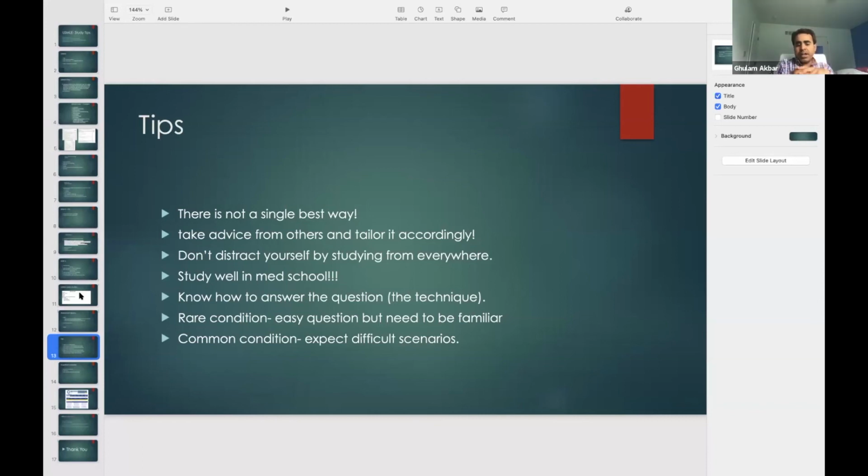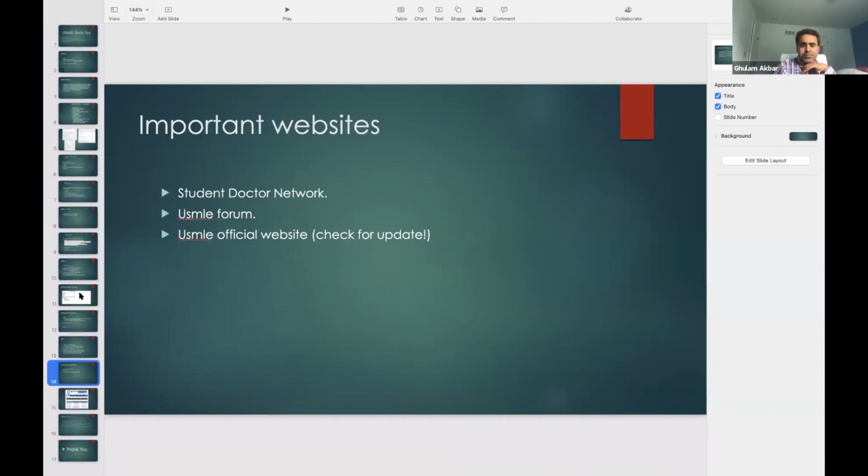Rare conditions, I found them very important, because those questions are very easy, but they do come, and they have to come. They are easy to answer because most of the time they are not focusing on minor details. But if you come across a common condition, pneumonia, heart attacks, MI, of course you expect more difficult scenarios. You focus more on the details.